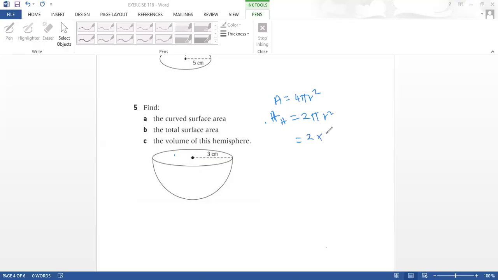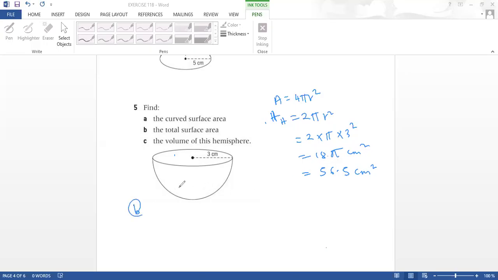Okay, so 2 multiplied by pi, radius is 3. So you get your answer as 9 times 2, which is 18. So 18 pi, if you are told to three significant figures, should have something like 56.5 square centimeters. Just multiply 18 times pi in your calculator.